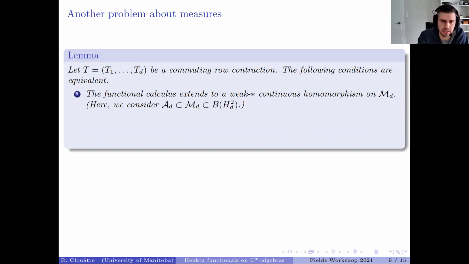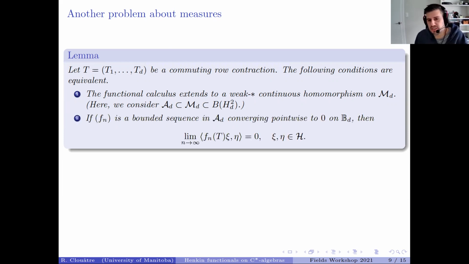Okay. And I should clarify here again, so what's the weak star topology? Well, I view AD inside of MD as sitting inside of the bounded operators on the Drury-Arveson space. MD is then the weak star closed subalgebra, so it inherits the weak star topology from B of H. All right. And then a very similar argument to what you have to do in the one variable case gives you a characterization of when this occurs.